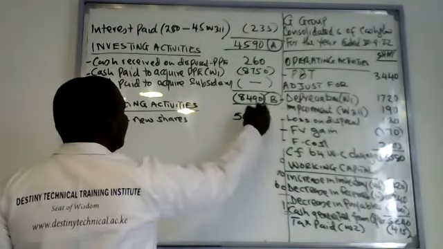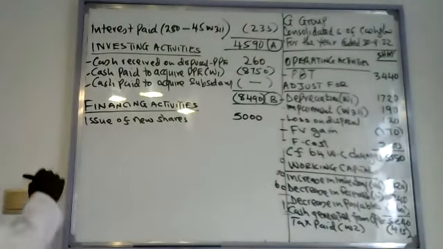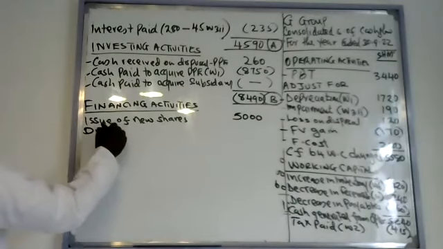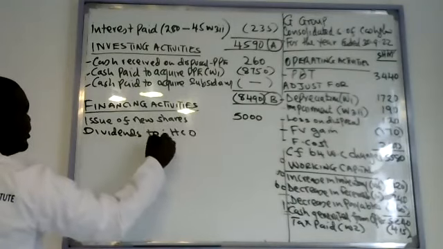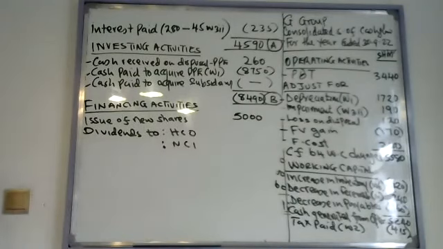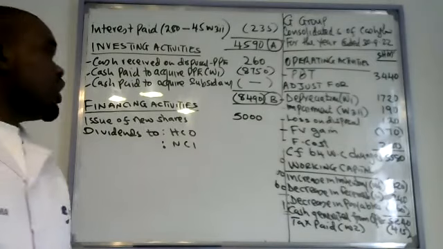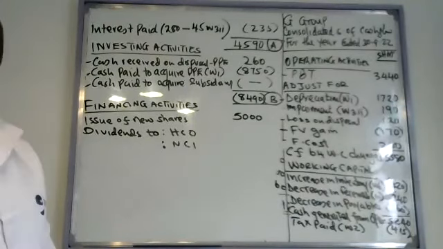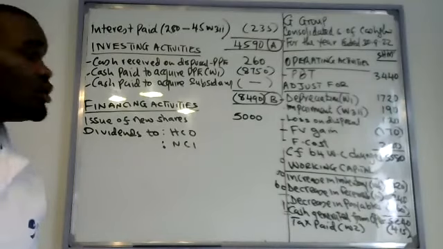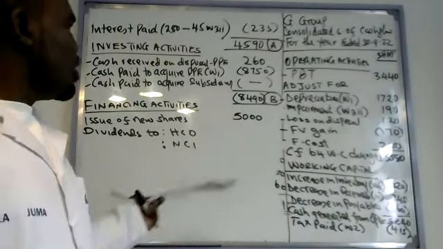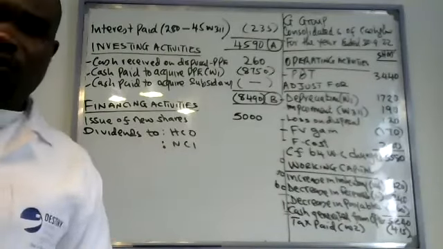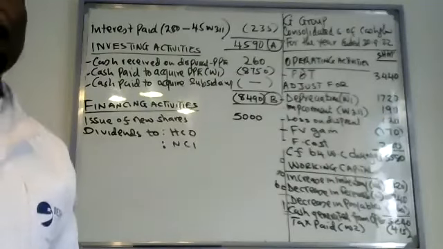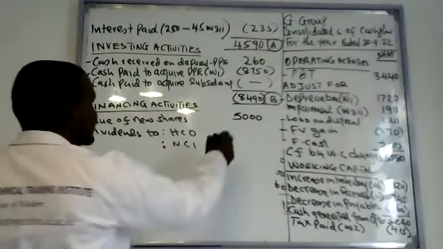Cash inflow. These people paid dividends. So dividends to holding company and minority. Check that working, the second last working. You can use commas: Holding, comma, NCI. How much? You have those figures. 370 and 260.